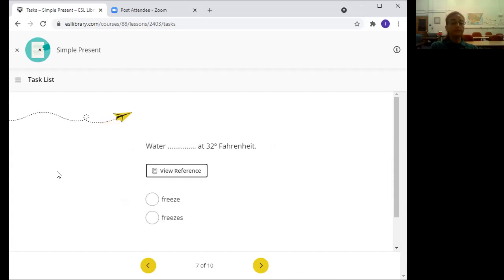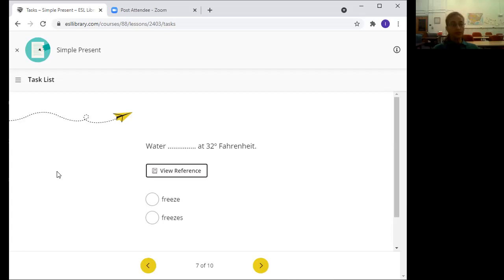Water blank at 32 degrees Fahrenheit. Well, this is an interesting sentence. You also remember from the video, if you have a non-count noun as your subject, a non-count noun is always singular. Non-count nouns do not have plural forms, so they're always singular. And we need to choose a singular verb.